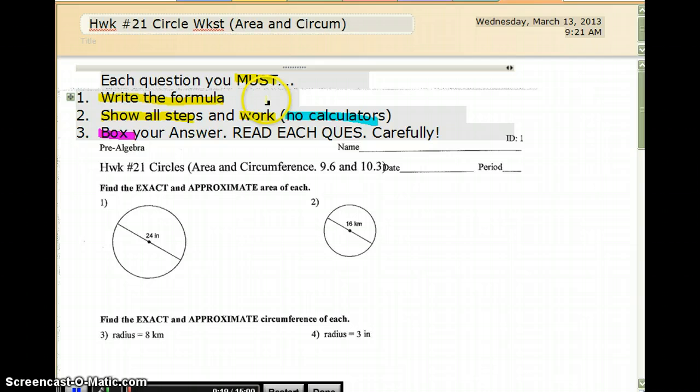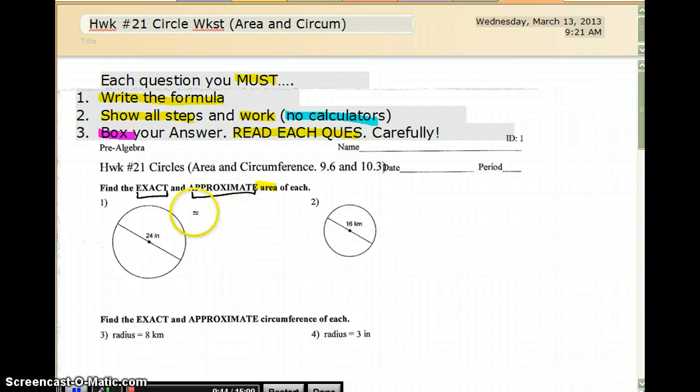And make sure that you read each question carefully, because the answers that you're going to need for the questions will be in the directions. Number 1, it's asking us to find the area of each circle here, and I am going to find the exact and the approximate, so I will have 2 answers for number 1. So I'm going to first write the formula.